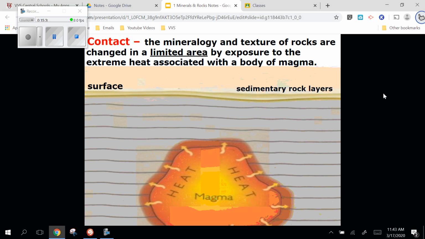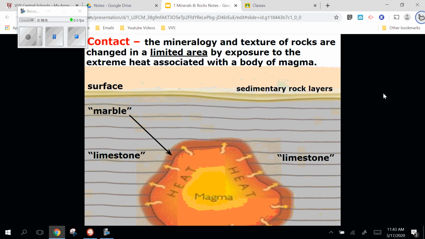Contact is the second type. This is more in a limited area. This is caused by rocks touching magma, essentially. The heat from the magma cooks the surrounding rock. All right? So for example, if I have a layer of limestone right here, that heat penetrates into that limestone and turns it into marble. Okay? The heat alters the rock. Okay? Contact, touching that magma.